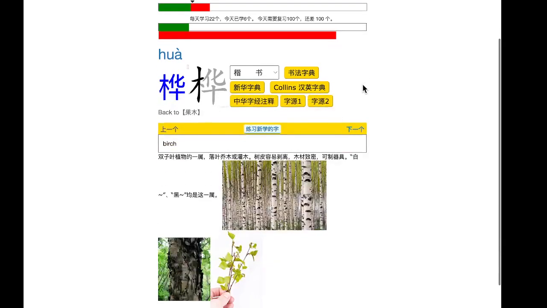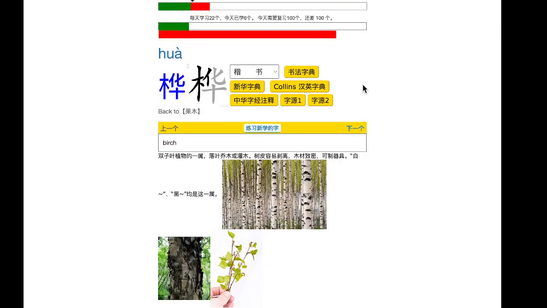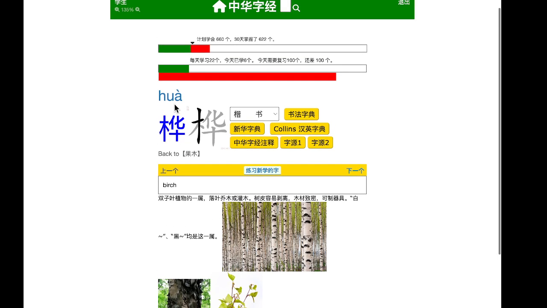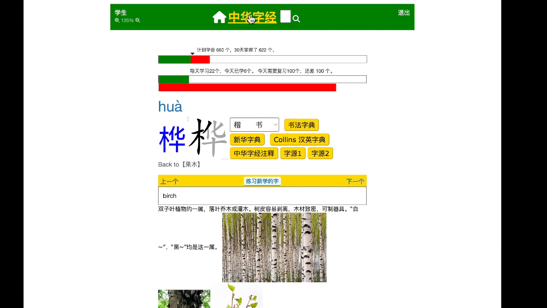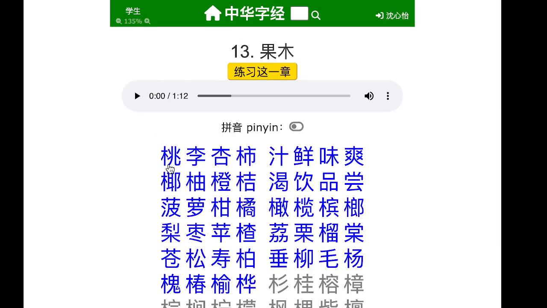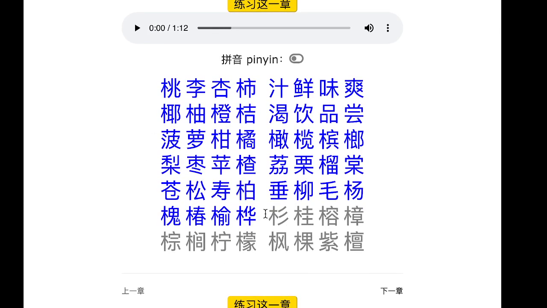Hua is a birch tree. So you've seen there's a white one, very distinctive look. There's also darker colored birch trees. It's flaky. This is what the leaves look like. Hei hua would be this. Bai hua would be this white one and black one. You'll know that this one is hua, which is the one used for Chinese. Birch trees.